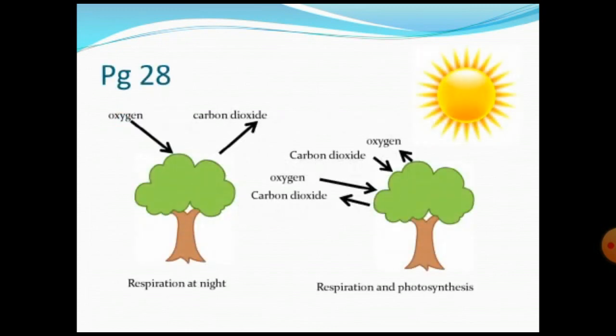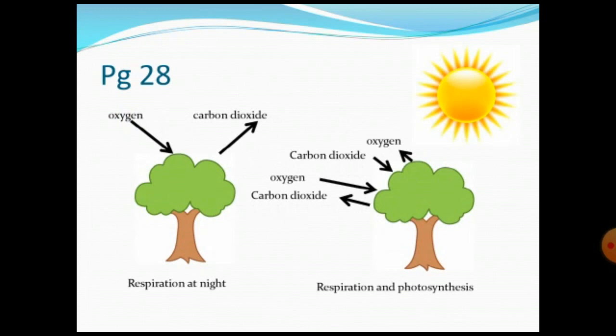Now see in this picture, I hope you all may be noticing that diagram A, respiration at night, is showing how the tree respires at night, or what happens during respiration at night. Oxygen is taken in and carbon dioxide is given out. Now see the next diagram. Respiration and photosynthesis, both are taking place.